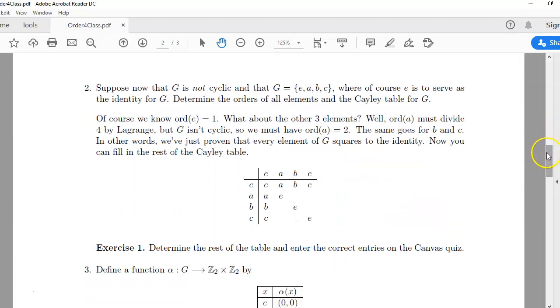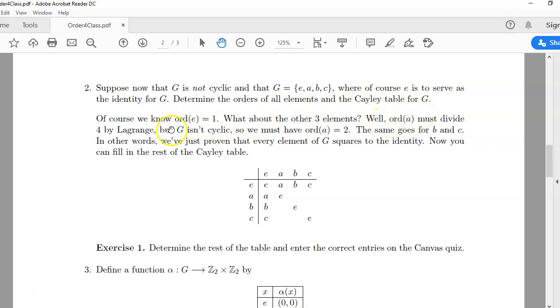Okay, so step 2. Suppose now that G is not cyclic, and that G has 4 elements, call them E, A, B, and C, where of course E will be our identity. The first step in this is to determine the orders of all the elements in G and then use that to map out the Cayley table. And I'm going to let you do this, okay?